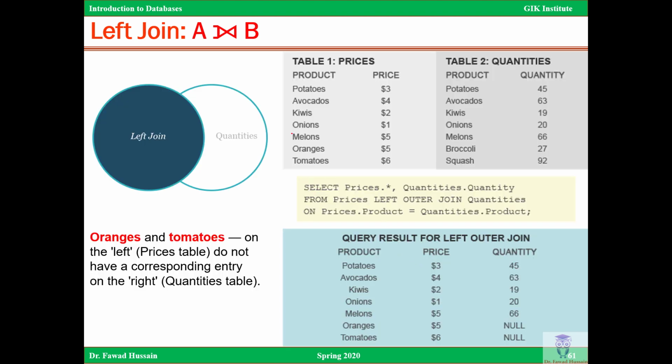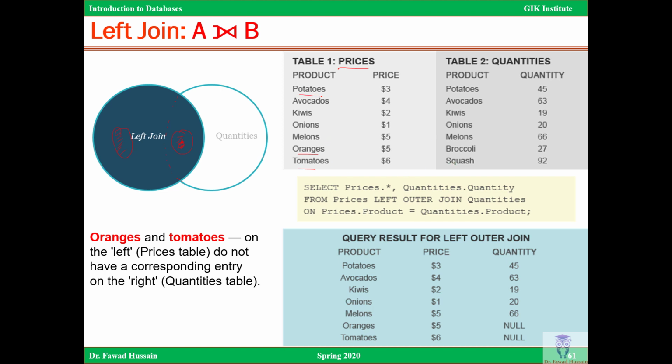Let's look at another example. So this is a good representation. So this is how it looked like. So these are the entries that are common between the two tables, and these are the entries that are only in the left table but not in the right table. So all of these entries and all of these entries are included. If we look at the first table, it's about prices. So we have a product and a price. In the second table, we have product and quantity. So oranges and tomatoes, they exist in the left table, but they don't have an entry in the right table.